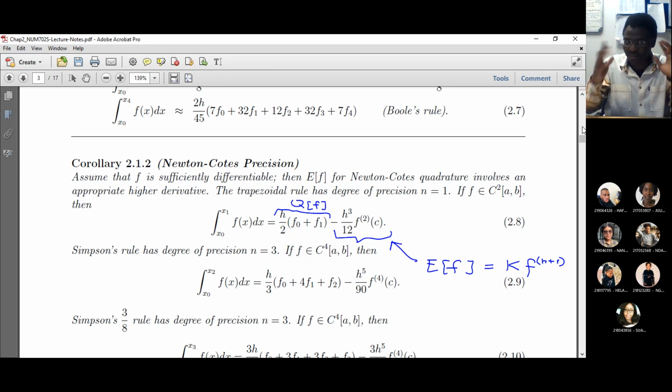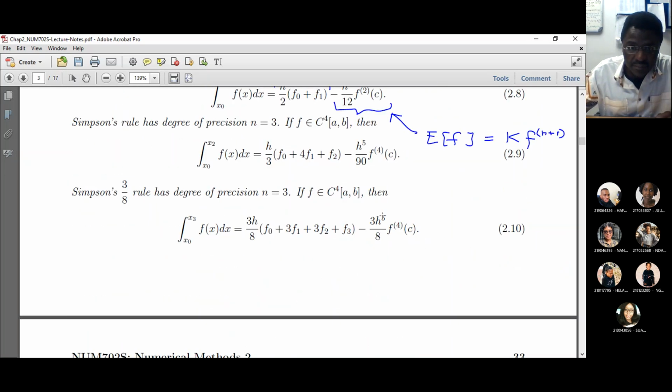I hope you appreciate it. I hope you understand where we are heading to. So we are heading towards something that is more powerful. Just with a few points, have higher precision.